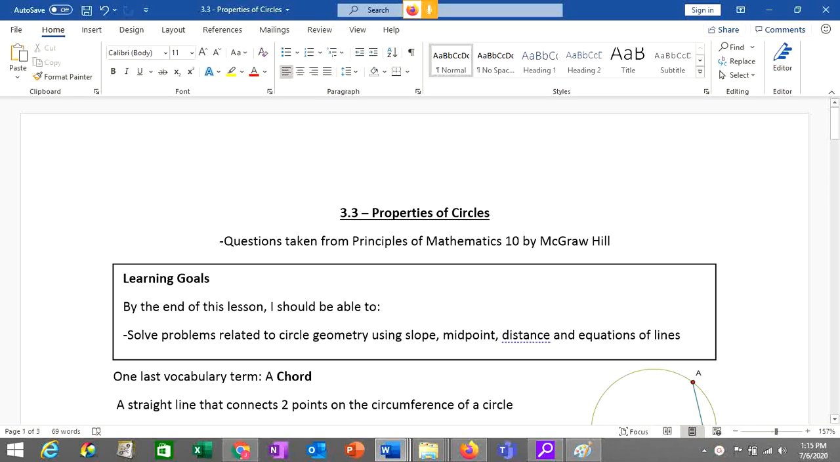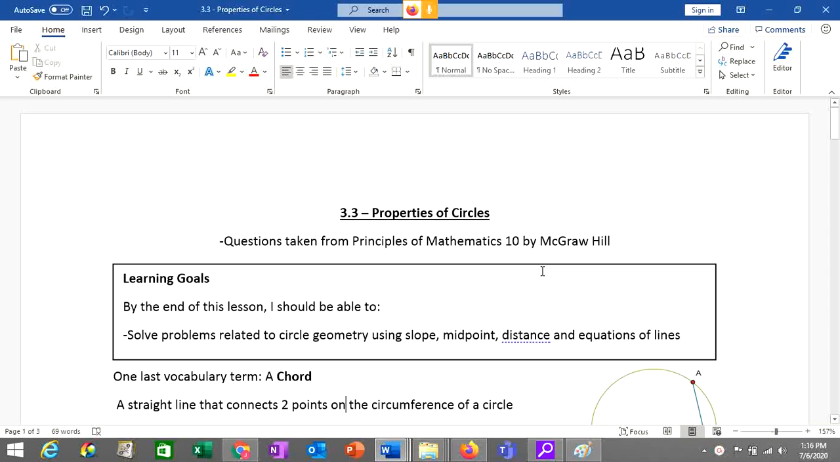Hi everyone, so this is Unit 3, Lesson 3, Properties of Circles. This is our last lesson in Unit 3, and it's the shortest of the 3 lessons that we're covering, but you'll see how it fits in the same theme. So what we're going to be doing is trying to figure out some properties of circles using the same ideas: slope, midpoint, distance formula, equations of lines.